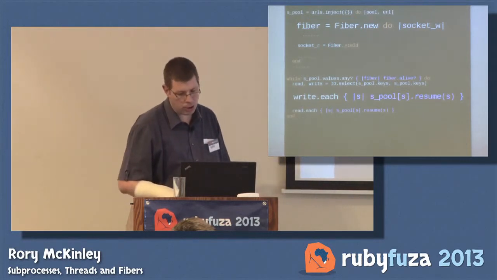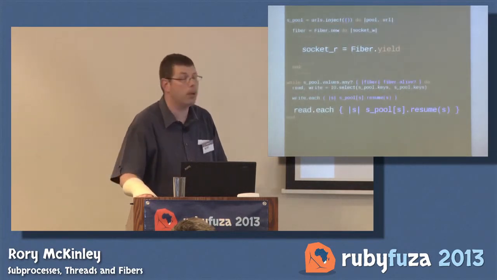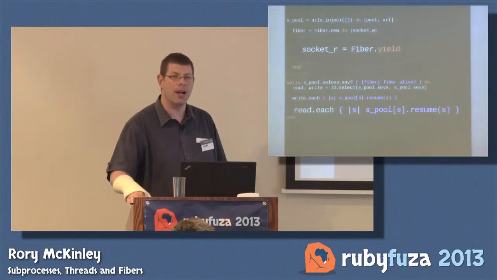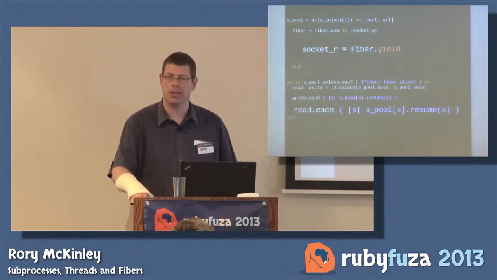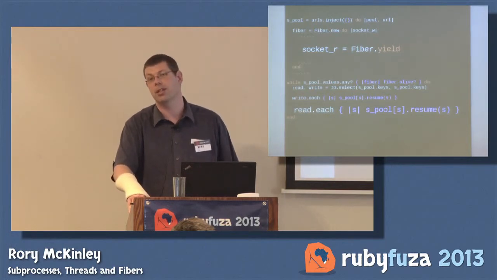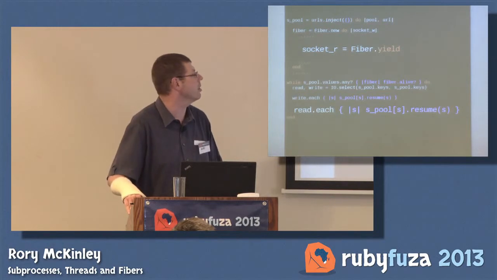The next time we call resume, the value that we pass into resume gets passed as the return value of fiber.yield. So when you call fiber.yield in a fiber, it stops execution at that point. When you call resume on it after you've yielded, it starts executing at that point, and its return value can be assigned to a variable. In this case, the reading socket.